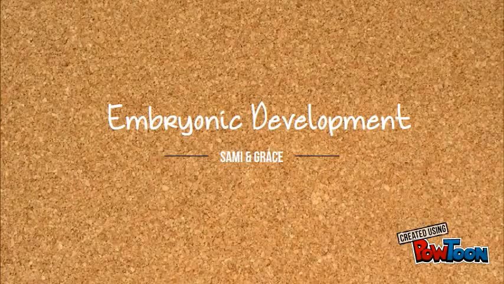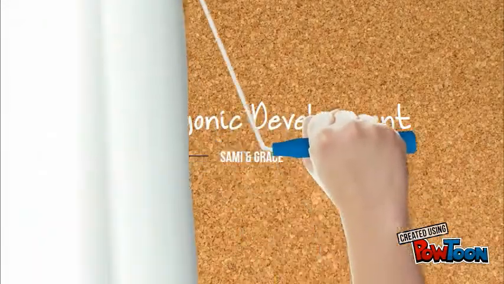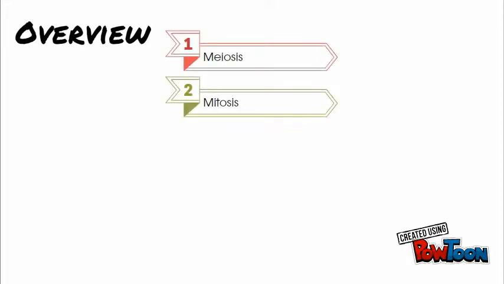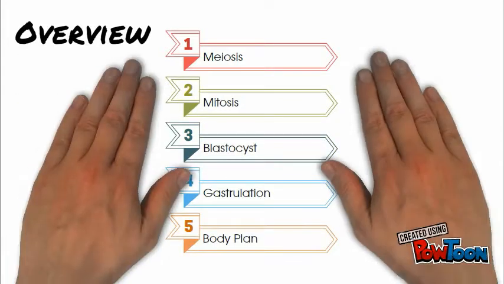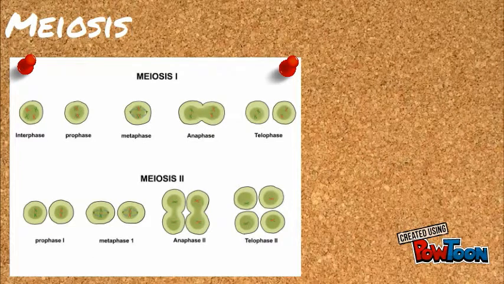Today we'll be talking about embryonic development. When exploring the formation and development of an embryo, we explore the processes and stages of meiosis, mitosis, blastocyst, gastrulation, and body plan. To break this down, we'll explain each of them, beginning with meiosis.